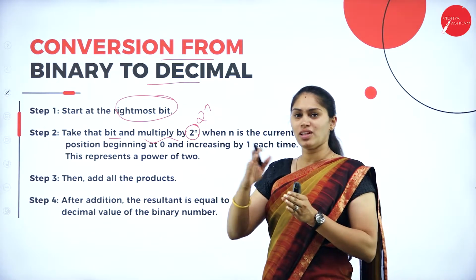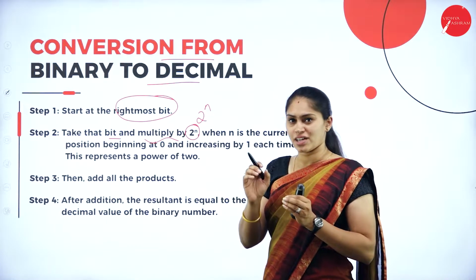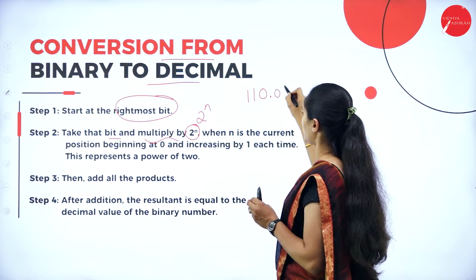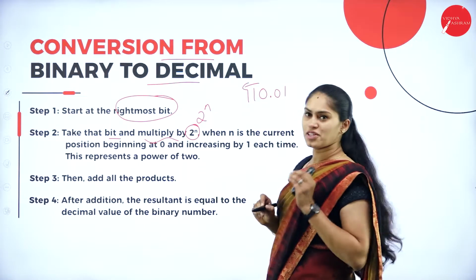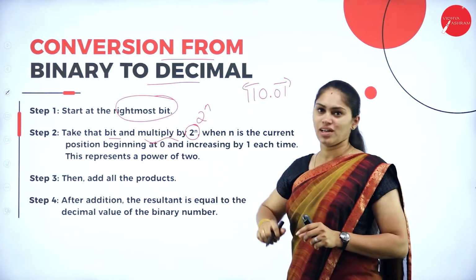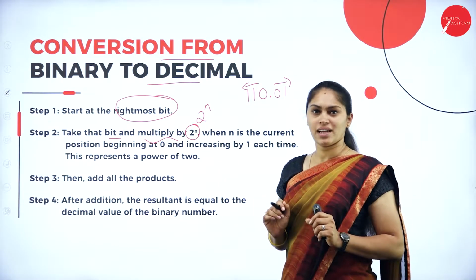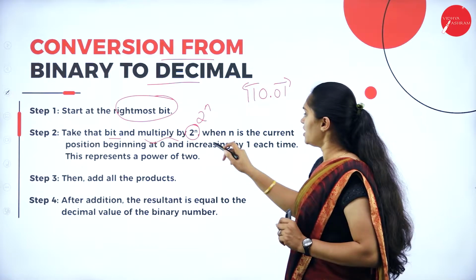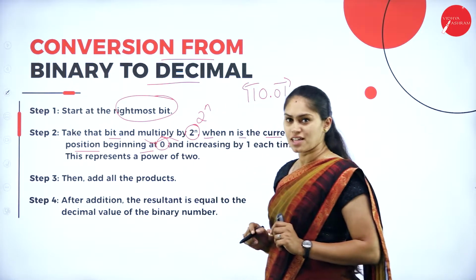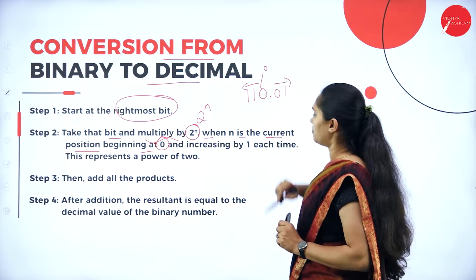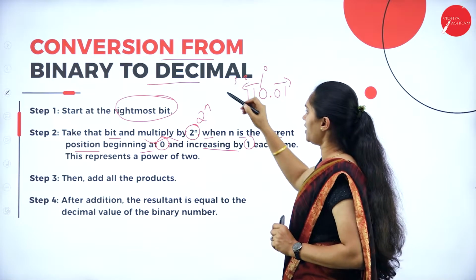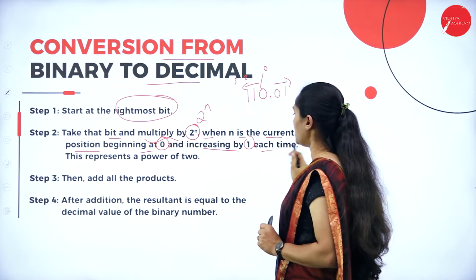Which is coming to the left of the binary point. For example, 110 point, that is the binary point, 01. All these numbers on the left we should give a positive weightage. The numbers which are to the right of the binary point, we have to give a negative weightage. Then n is the current position, beginning at 0. So this will start with power 0 and increase by 1. Next it will be 1, 2, 3 up to the last number.